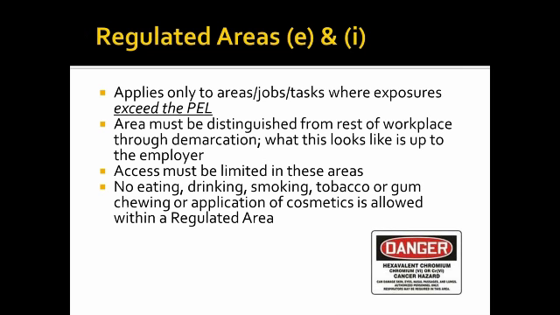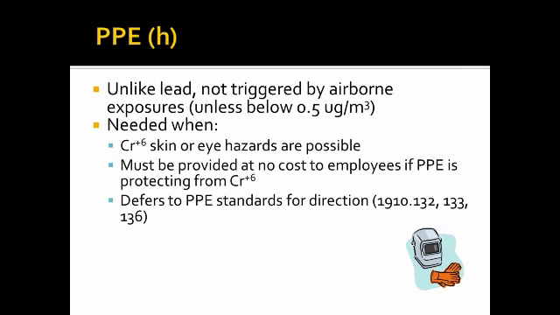OSHA doesn't say what that demarcation has to look like. You can use yellow tape, you can paint floors, you can do whatever you want, as long as it's clear to employees and other folks that this is a regulated area and that access is limited. The other key thing is there's no eating, drinking, smoking, chewing tobacco or chewing gum, or application of cosmetics allowed within that regulated area. So it's really important that people just can't do any of that stuff in the regulated area, as long as that is a regulated area. You may have temporary regulated areas, and once it's not a regulated area, it doesn't mean you can't do those things then.